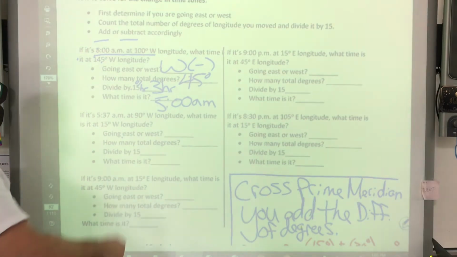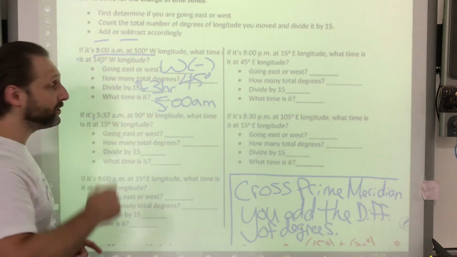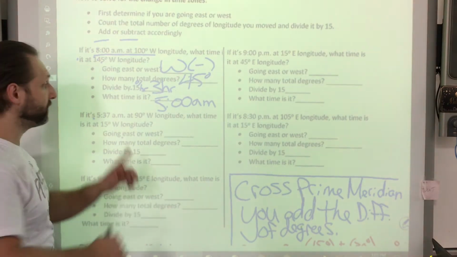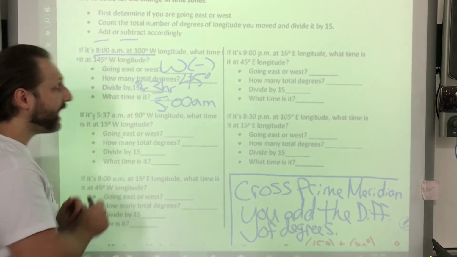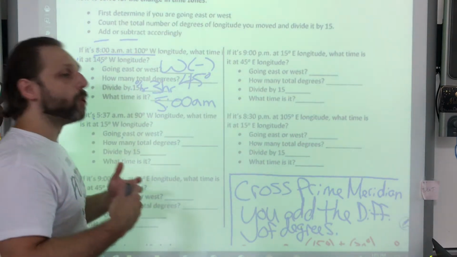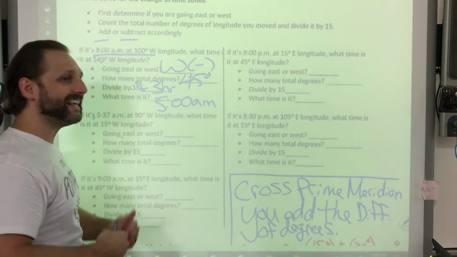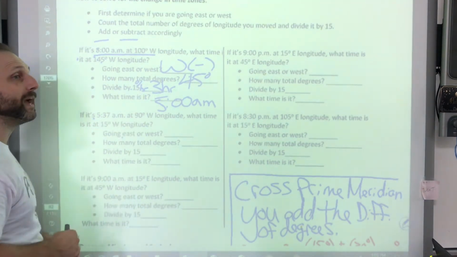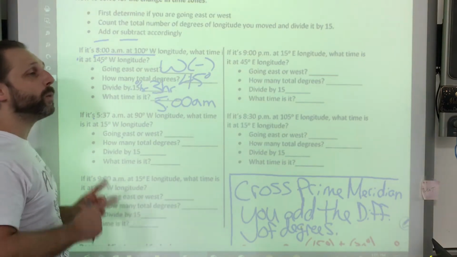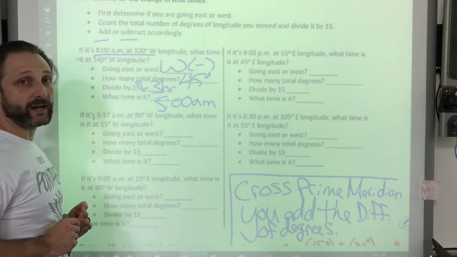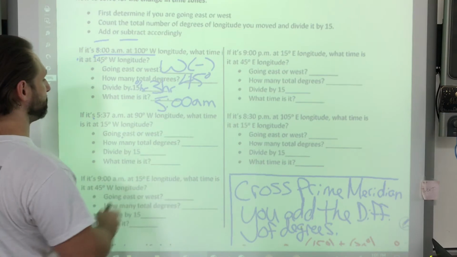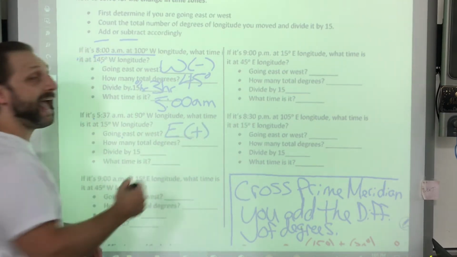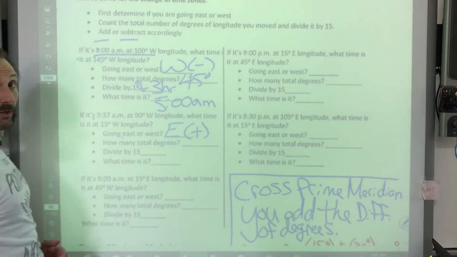Let's come down here. If it's 5:37 a.m. at 90 degrees west longitude, what time is it at 15 degrees west longitude? We start at 90 degrees west and we ended up at 15. Did we go more west or less west in the western hemisphere? We went from 90 to 15. We went less west, meaning we traveled east in direction, but we were in the western hemisphere. So we put east, which means we are going to add the time for our final location.